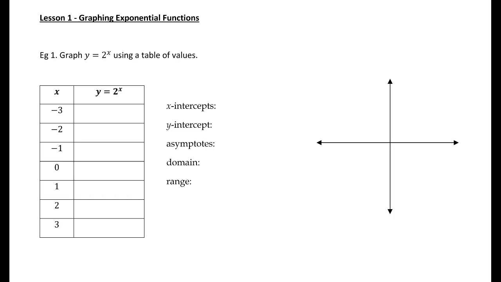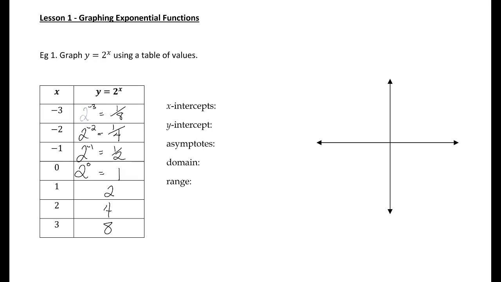So we'll start with the table of values, and we're going to work with the function of 2 to the power of x. So when we have x equals -3, we're going to calculate 2 to the power of -3, and that gives me 1 over 2 to the power of 3, or 1/8. 2 to the power of -2 would be 1 over 2 to the power of 2, or 1/4. 2 to the power of -1 gives me 1/2. Remembering that anything to the power of 0 is 1, and so forth. 2, 4, and 8.